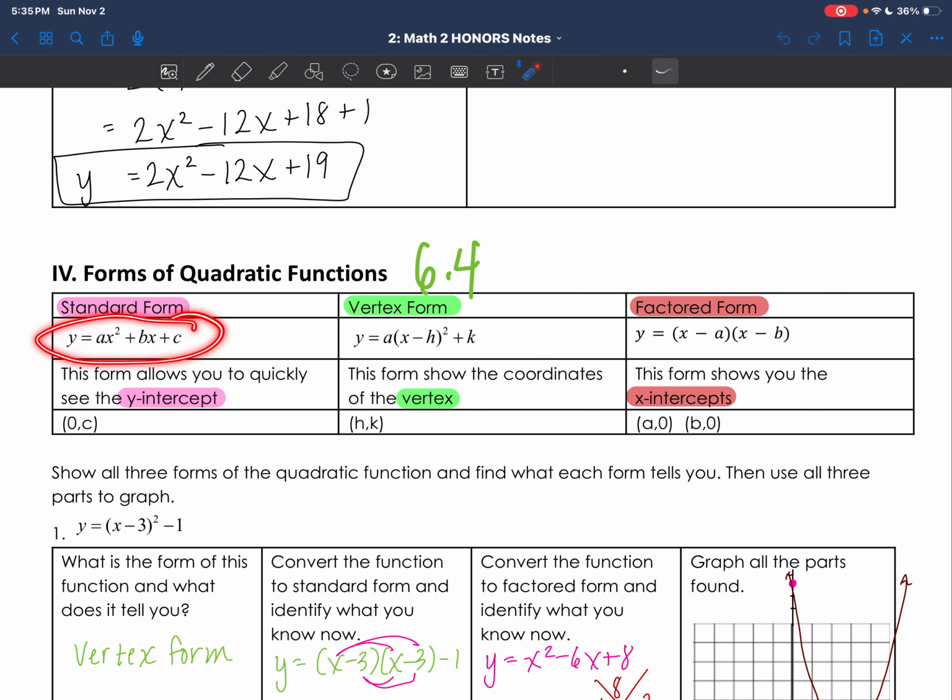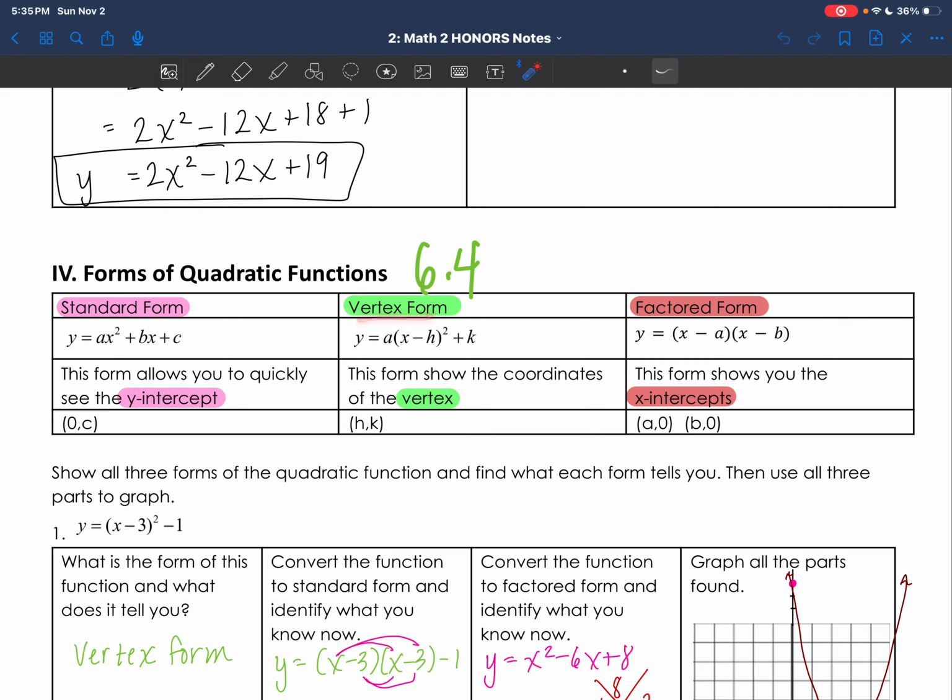That is your ax squared plus bx plus c. And this form is beneficial because it helps you to see the y-intercept pretty quickly. So remember, it's 0 and whatever your c value is. So that's the benefit there.